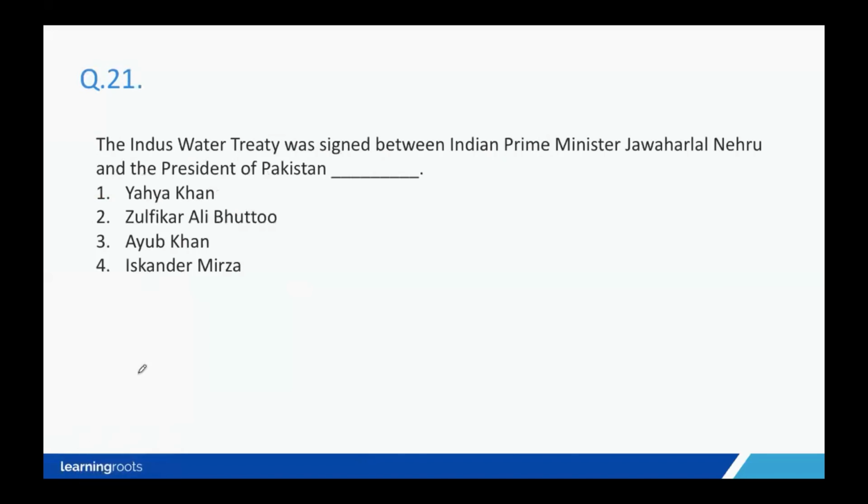Okay, coming to the next one, the Indus Water Treaty was signed between Jawaharlal Nehru and the President of Pakistan. Again, this was something that was in the news last year. So if you had read the articles, then probably you could have got the answer. Or even if you knew that the Indus Water Treaty was signed in the year 1960, you could have made a logical guess as to who would have been the President of Pakistan. So the answer in this case is Ayub Khan. Right? So the Indus Water Treaty was signed between Jawaharlal Nehru and Ayub Khan.